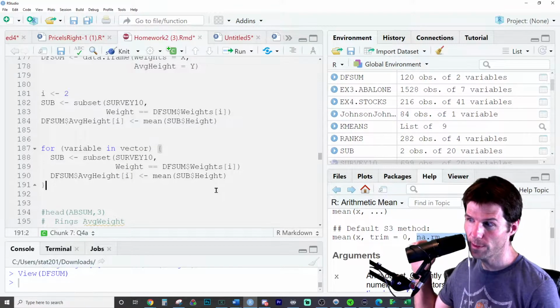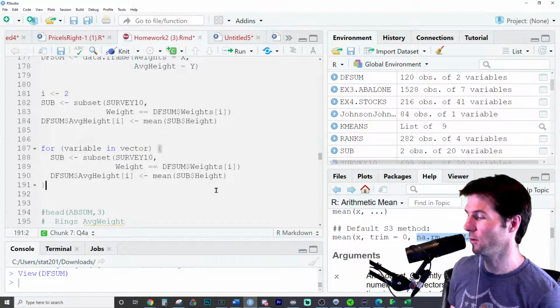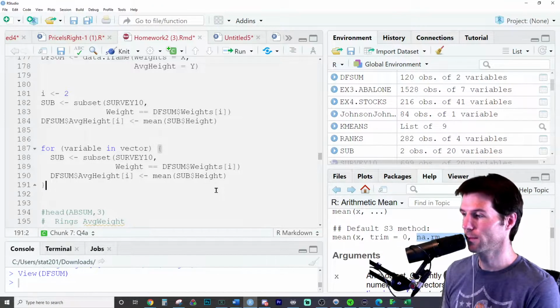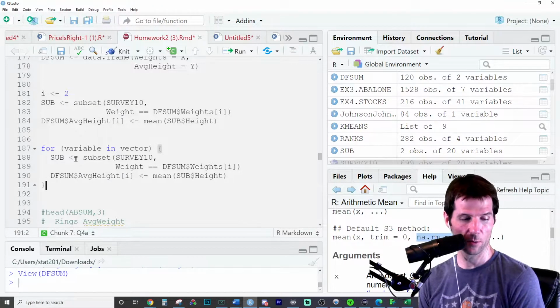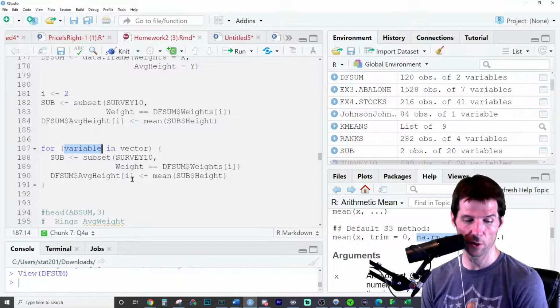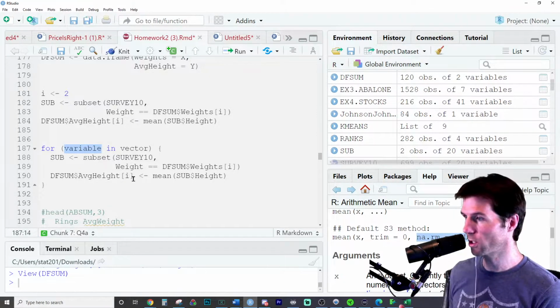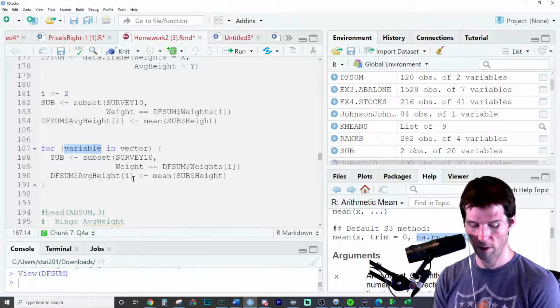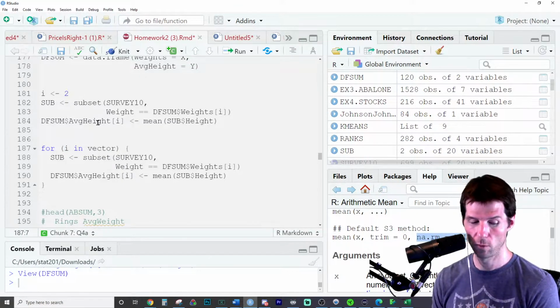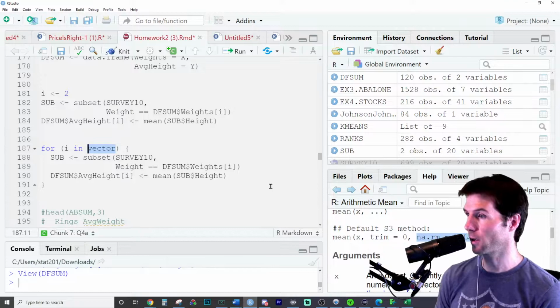It's very similar to the one down there. This is the same theory. Everything here is the same theory: the variable and the vector. What is our variable? The variable is the placeholder for the thing that changes every time the for loop runs. So the variable is the thing you want to change, and it's going to go through the vector. Variable equals i. So there we go, we've got the variable.